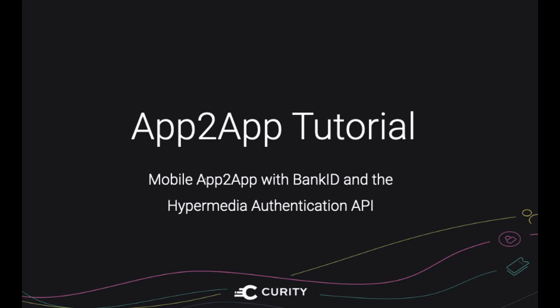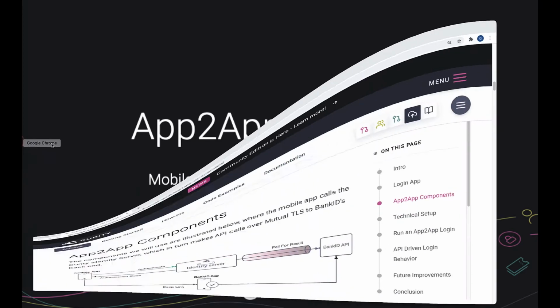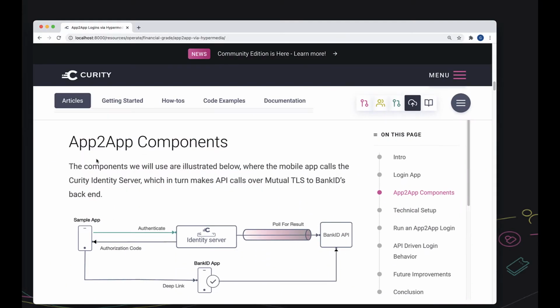In this video, we're going to show how to get mobile app-to-app logins working using the Curity Identity Server. So let's have a look at the overall parts of the solution. We're going to provide a sample mobile app which authenticates via the Curity Identity Server. The mobile app will then receive a redirect URL that is a deep link to the Bank ID app.